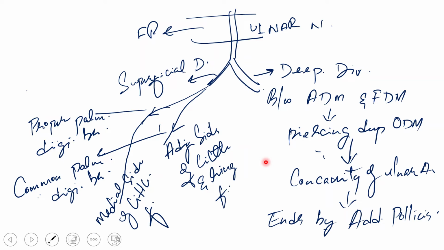So this is about the fate of the ulnar nerve. So this is at the end about the branches of the ulnar nerve. The ulnar nerve in the palm has got the superficial branch and the deep branch. The superficial branch again has got two digital branches, that is the proper palmar digital branch and the common palmar digital branch, whereas the deep branch gives many muscular branches during its course and ends by supplying the adductor pollicis muscle. So this is about the branches of the ulnar nerve.